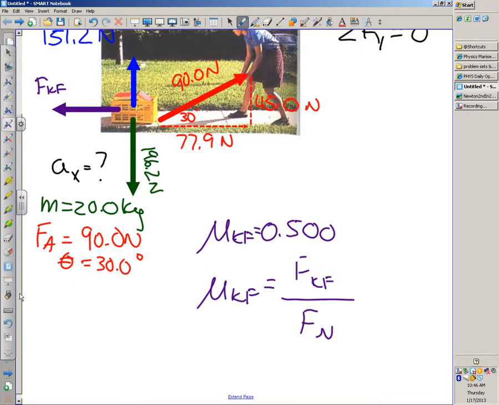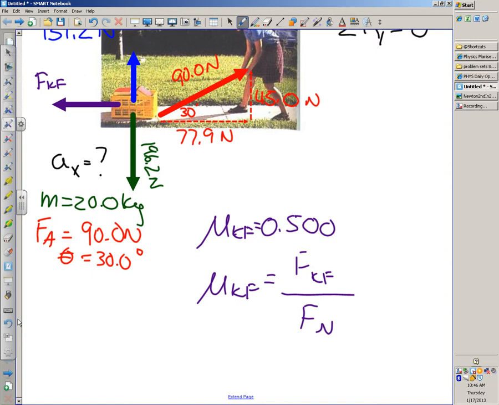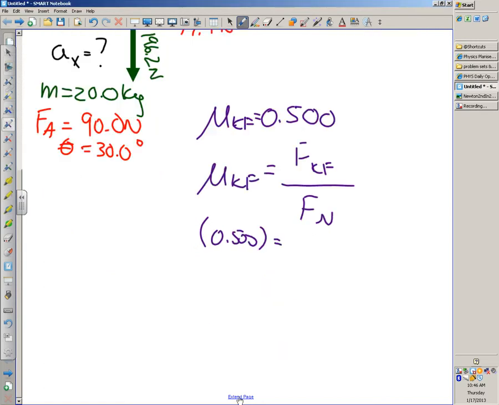Do we know the coefficient of friction? That was given to us in the problem. Do we know the force of friction? That's what we're trying to find out. But we just calculated the normal force as 151.2. So now we can go in and calculate what the force of kinetic friction is. I think it's probably going to be like 76.